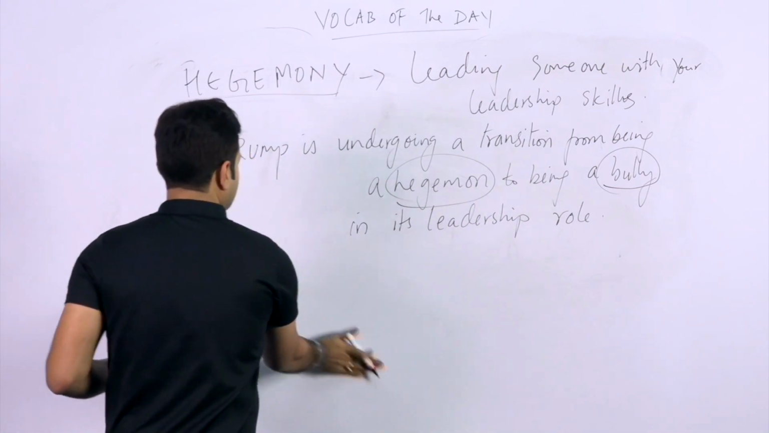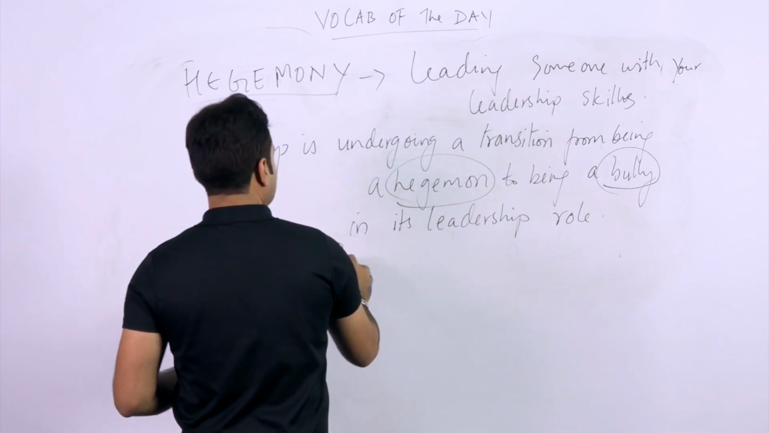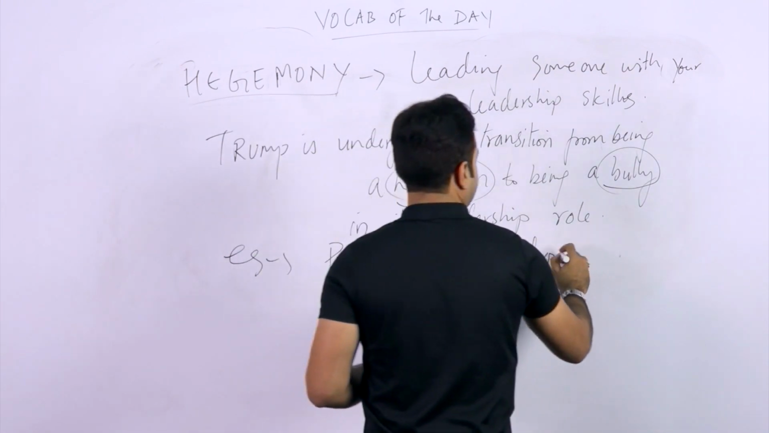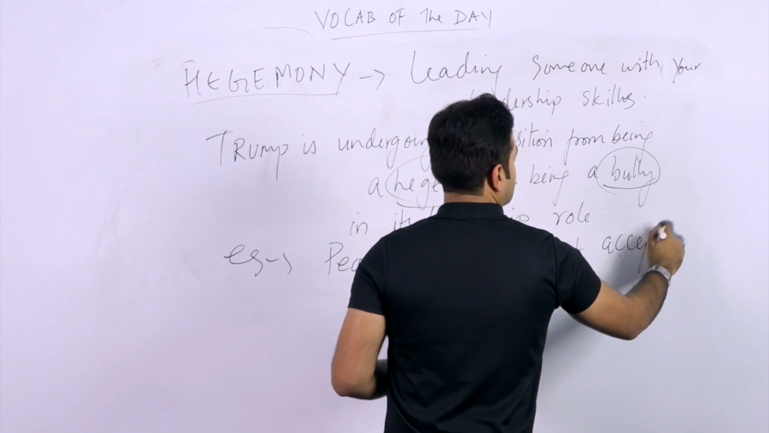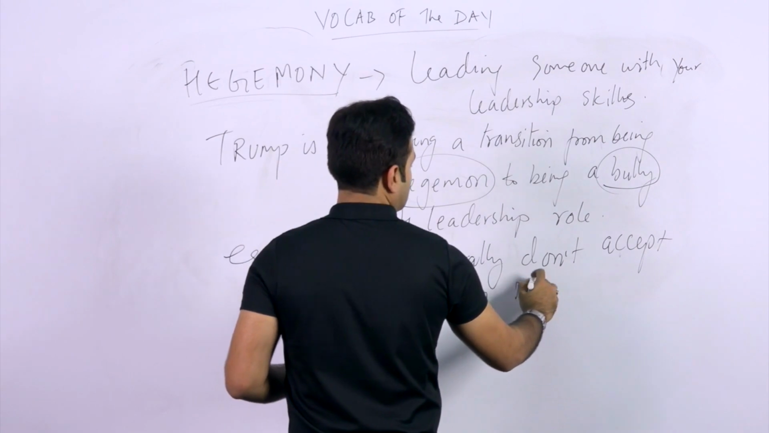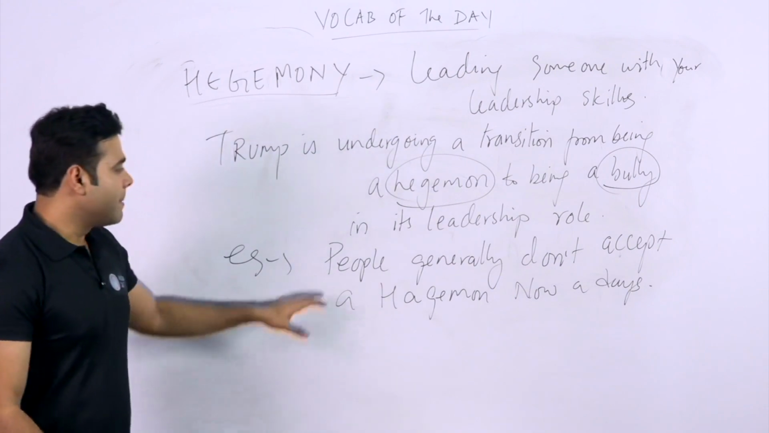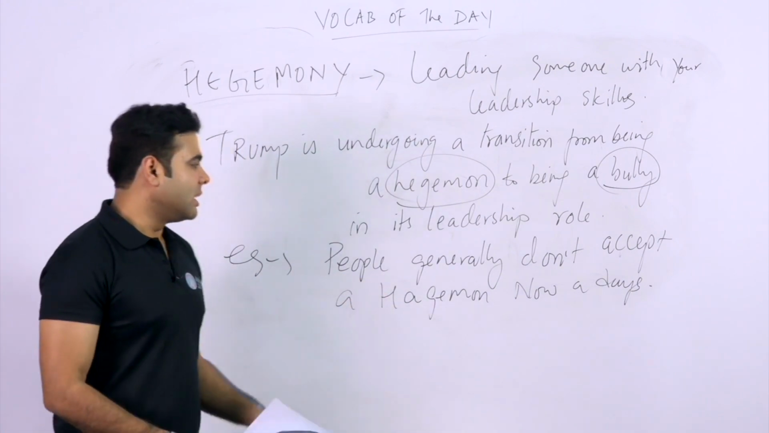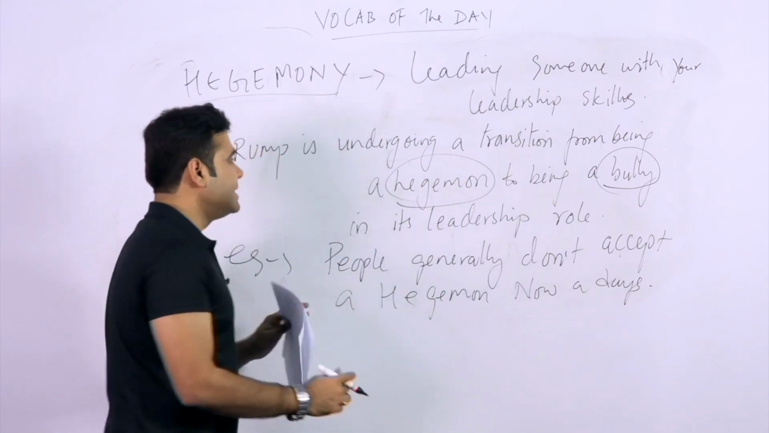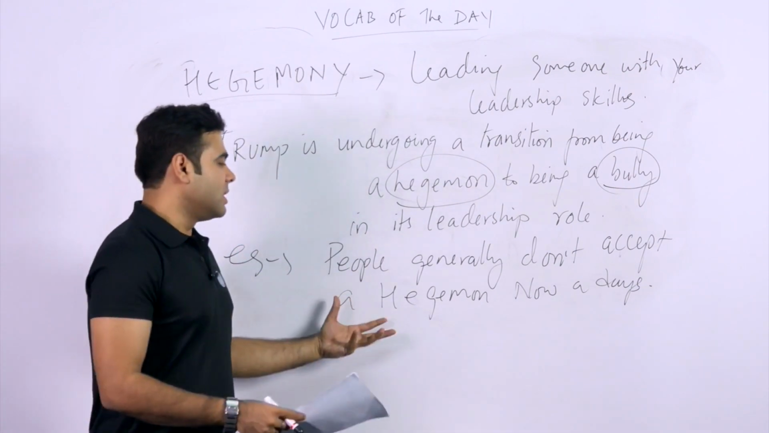Now, what can be another simple sentence? Another sentence you can use is: people generally don't accept a hegemon nowadays. Now, I have used simple language. Students, you can use it in your own language again. People generally don't accept a hegemon. It means that now the spelling, we should change the spelling, that is hegemon, hegemon. People don't generally expect or accept even a hegemon nowadays.